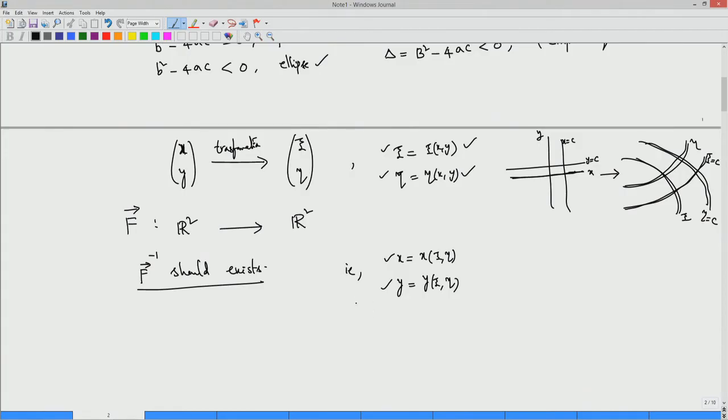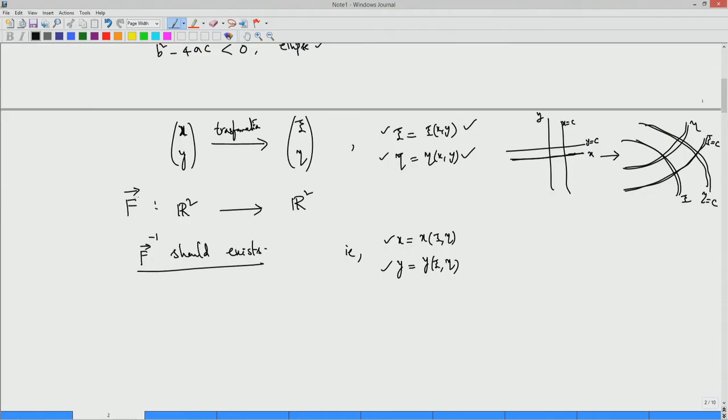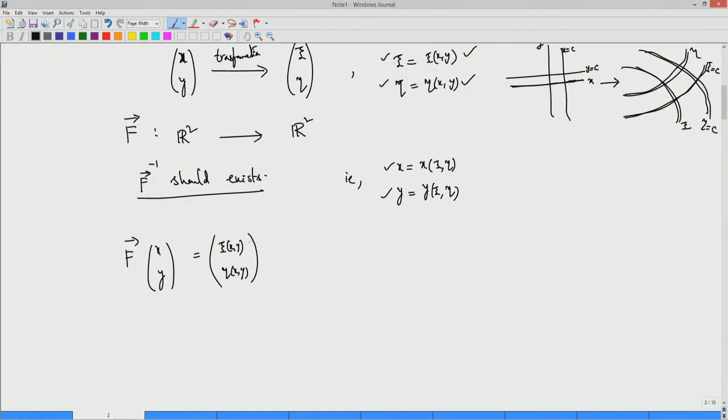So, what is the best way to do this? If you are given f, where xi and eta are the functions, then f bar of x y is actually a vector: f bar of x y is xi of x y and eta of x y. This is how the transformation takes it. Now, this is a vector and this is also a vector, so the function of this vector is a vector. I have xi and eta in terms of x y.